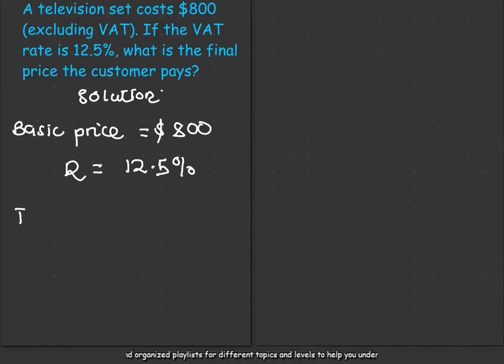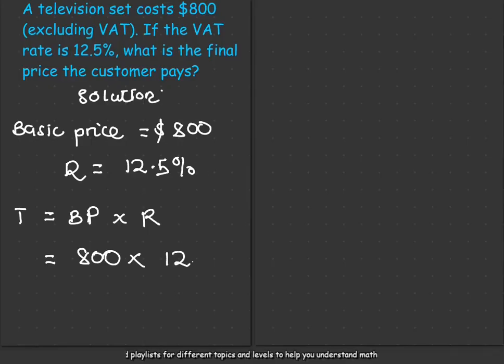And we know tax amount T is equal to the base price, so let me write BP, times our R, which is the rate. So our base price here was 800. So we have 800 times the rate. The rate is 12.5%. What we do now is to simplify what we have over here.